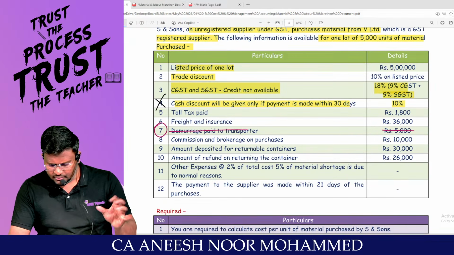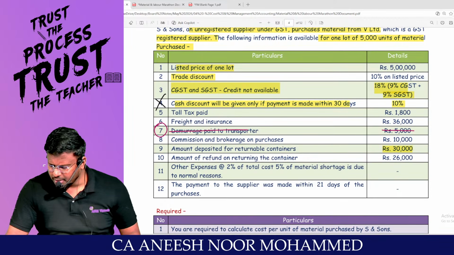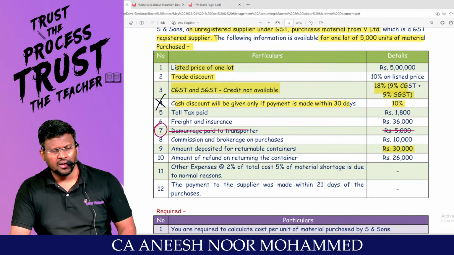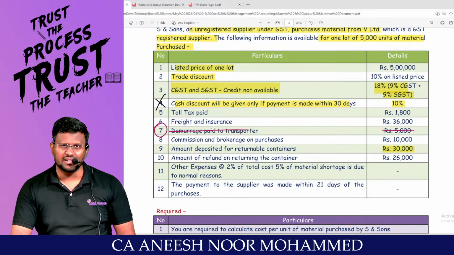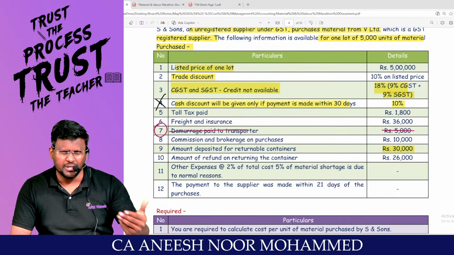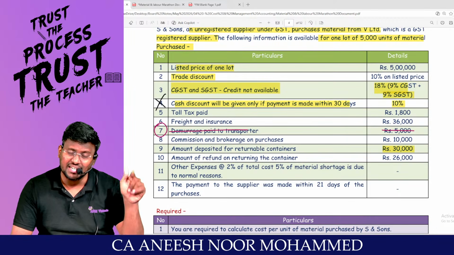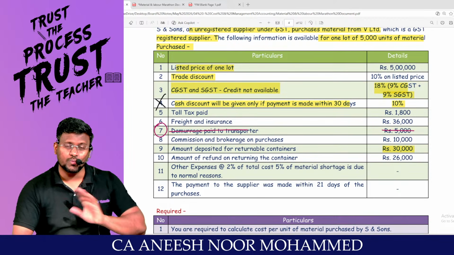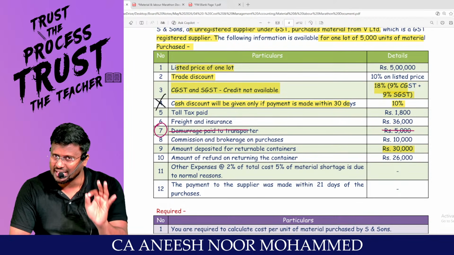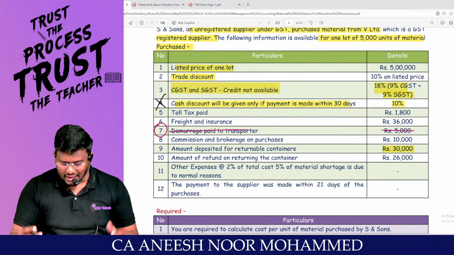Super, sir. Amount deposit for returnable containers 30,000. For example, if you are purchasing gas cylinders, sir, generally we are paying money only for the gas, not for the gas cylinders. So when you are paying 1,000 rupees, 800 rupees, whatever it may be, that is for the gas, what is there inside the gas cylinder. After usage of the gas, the gas cylinders will be returned. We are actually not paying any amount for the gas cylinders. So 30,000 rupees is what they have paid for the returnable containers.